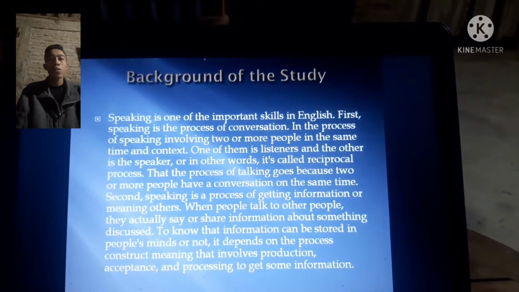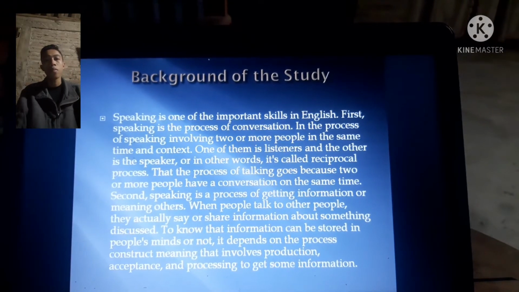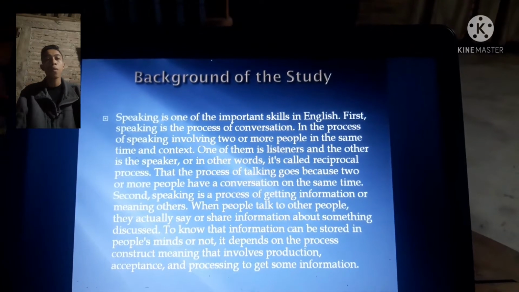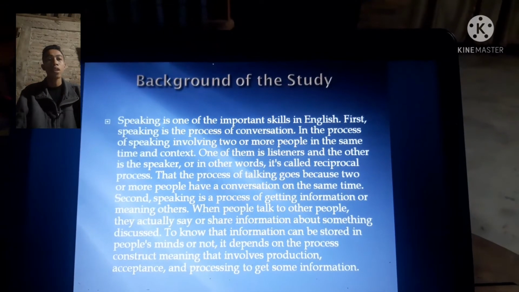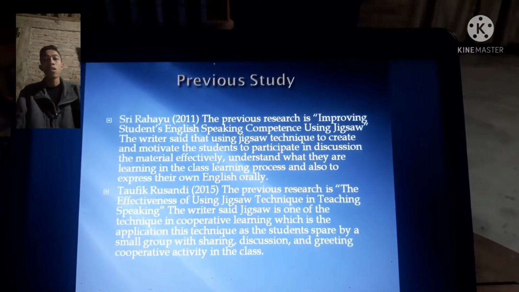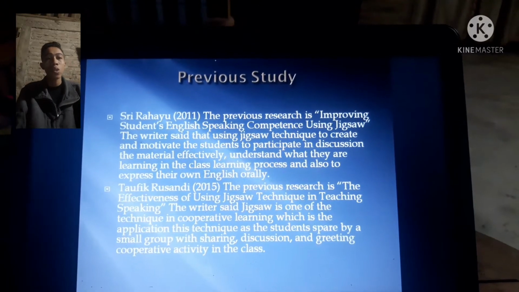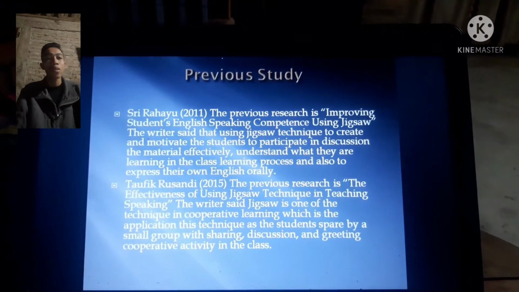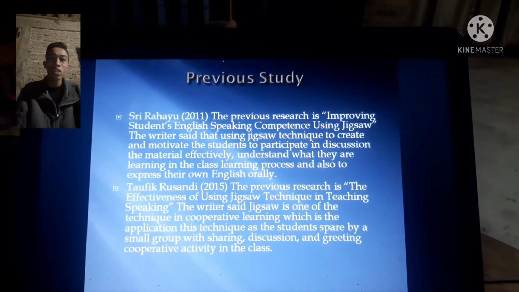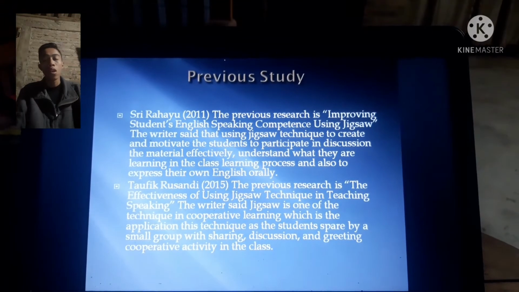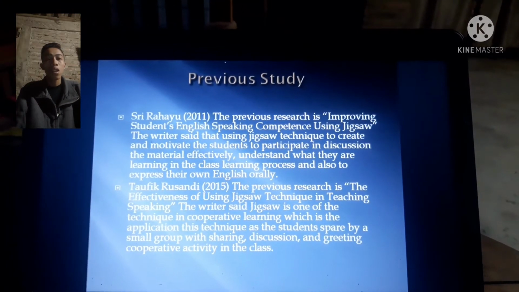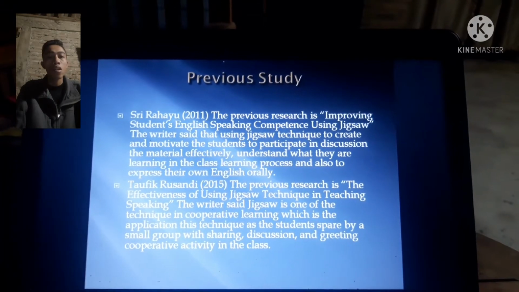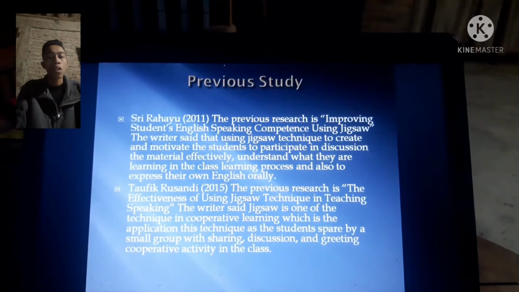And a previous study by Sri Rahayu, the previous research is improving student English speaking competence using jigsaw. The research said that using the jigsaw technique creates motivation for students to practice discussing the material effectively, understand what they are learning in the class learning process, and also express their own English early.